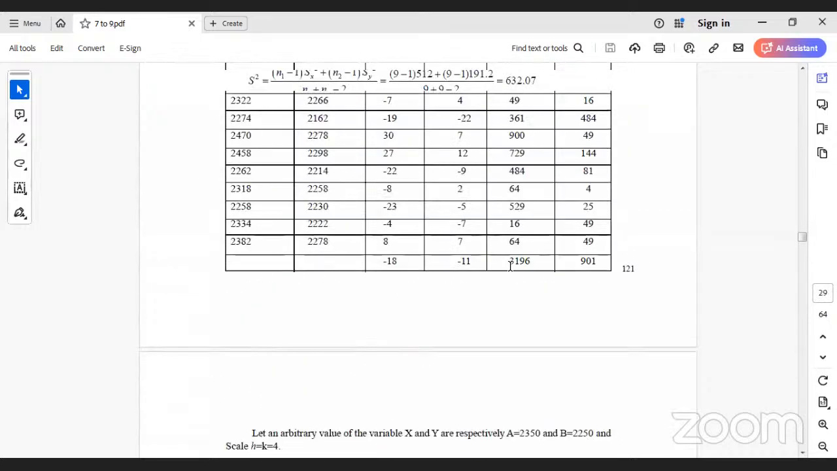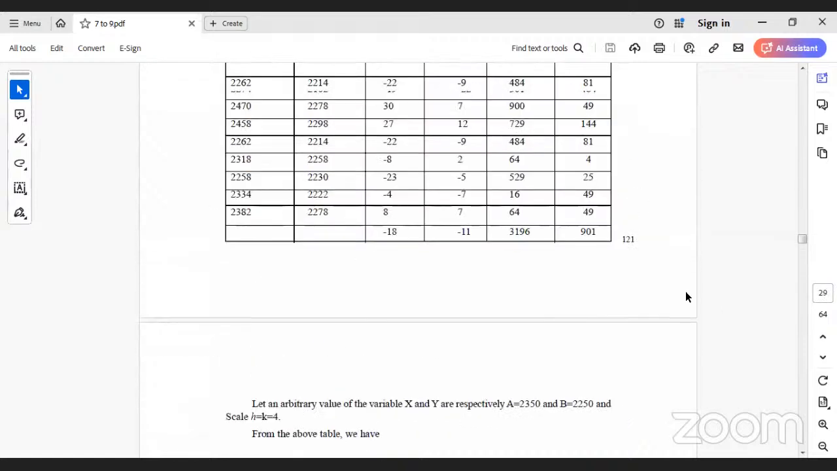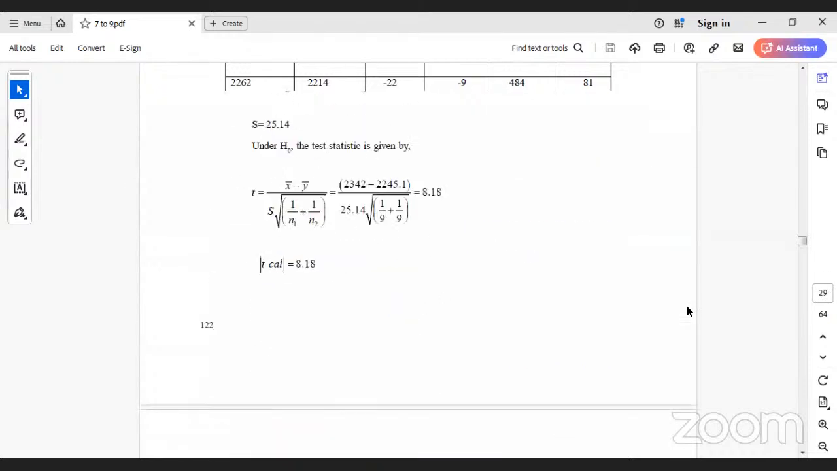So see here in the problem we are taking the value of x minus a by h, then y minus b, dx square. 7 squared is 49, 19 squared is 361, 30 squared is 900, 27 squared is 729, 22 squared is 484, 8 squared is 64, 23 squared is 529, and so on, total 3196. The plus and minus values total minus 18, and minus 11. Now y square is equal to 901. We are applying 3196 and 901. These values are substituted in the above equation.